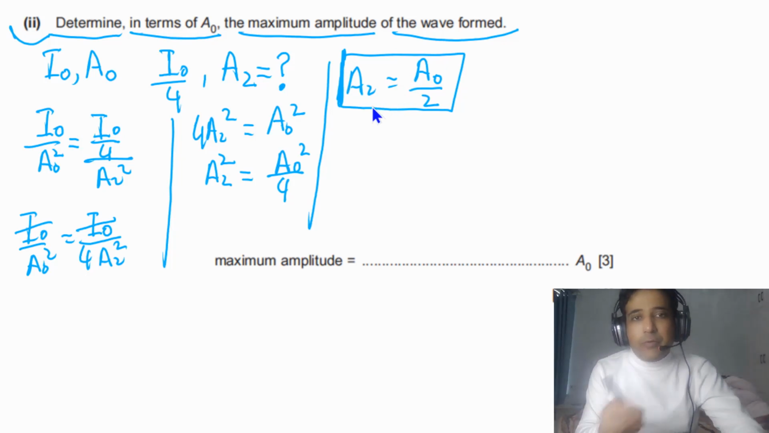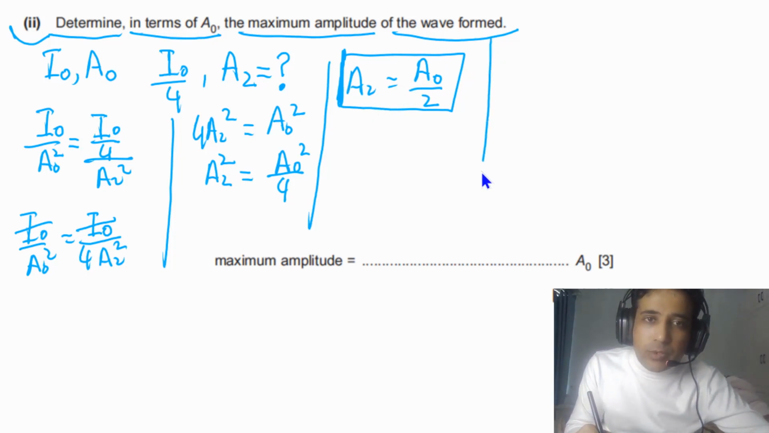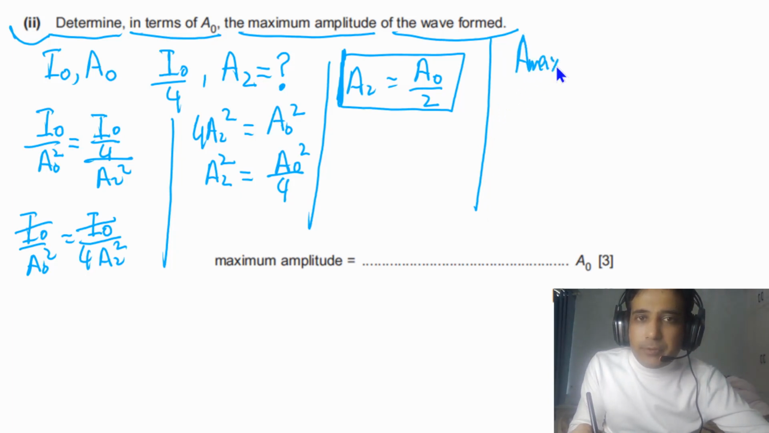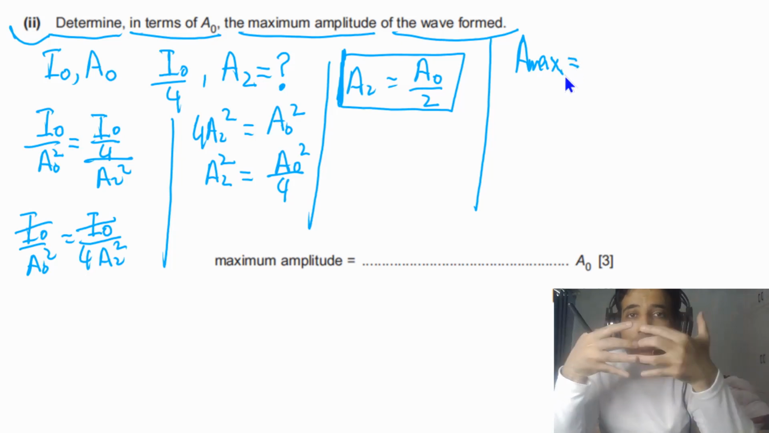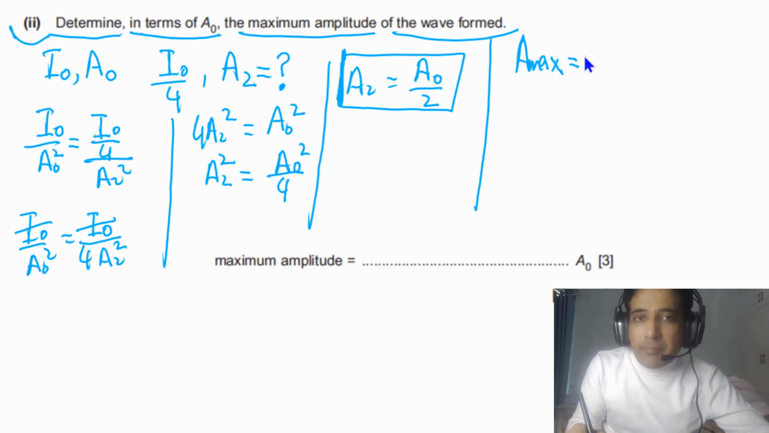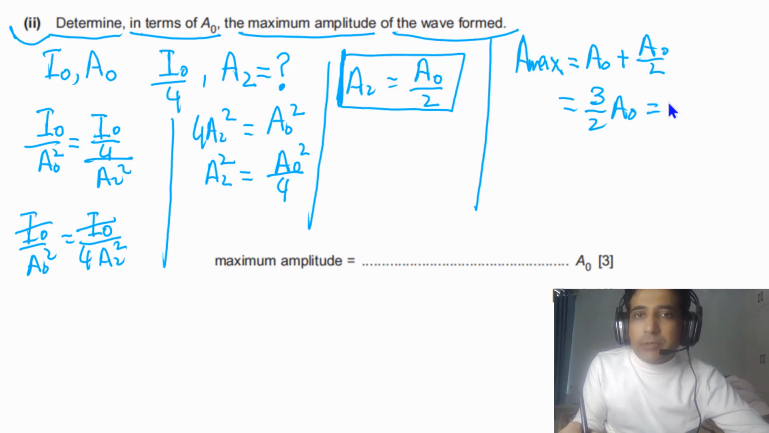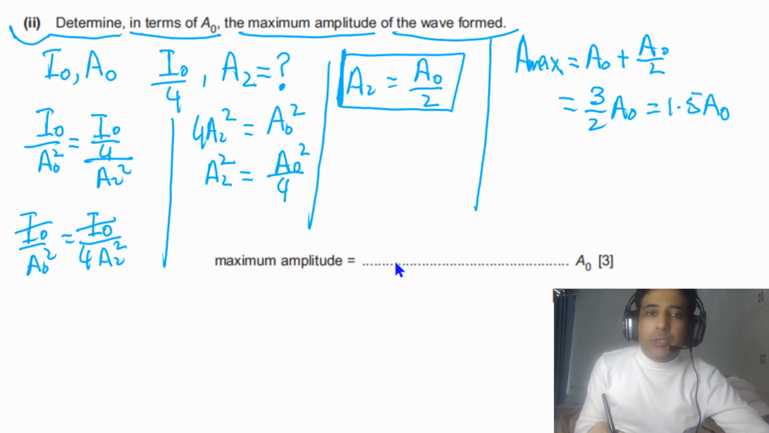But the question is asking us to calculate the maximum amplitude. In this case, we have two waves, so we can calculate A max. Maximum amplitude is when waves interfere constructively. So simply you need to add their amplitudes. So we have A naught plus A naught by 2. So this is simply equal to 3 by 2 A naught, or simply we can say this is equal to 1.5 A naught. So this is our final answer, 1.5 A naught.